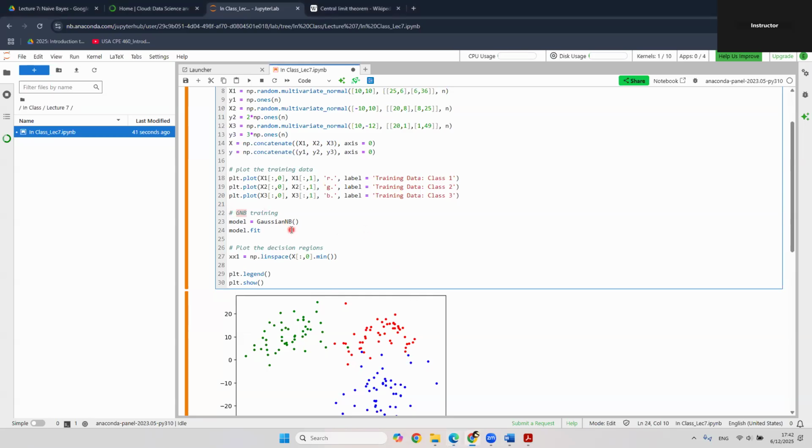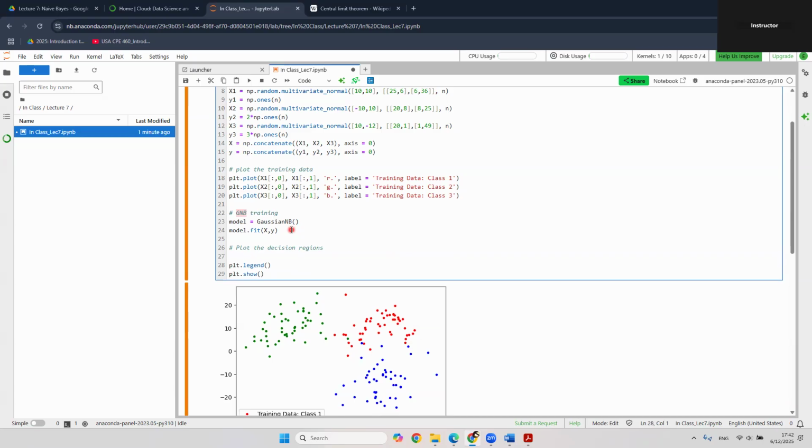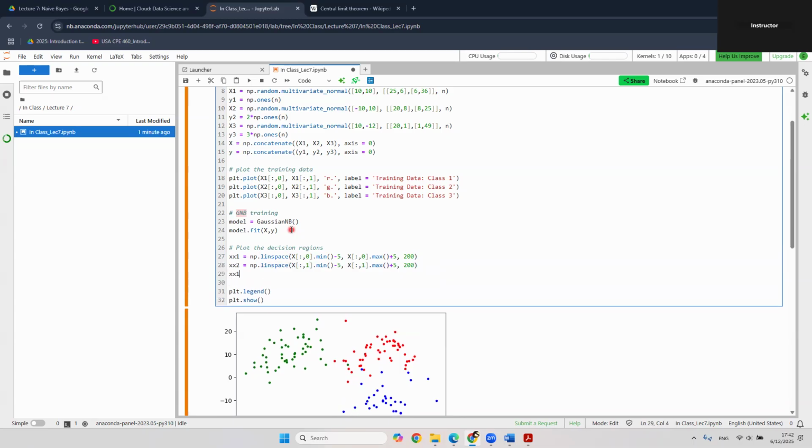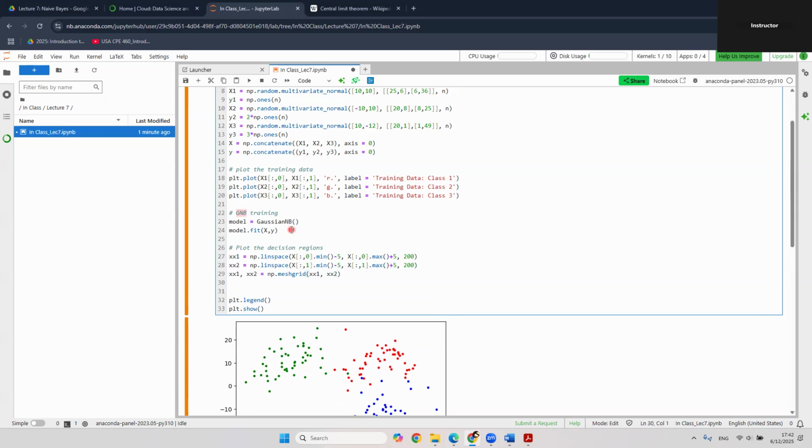Okay, sorry, here's a mistake. Fix this. Minus five and the max plus five, and I use 200 data points. So this is xs1, xs2. Now here is the generation of the mesh grid.